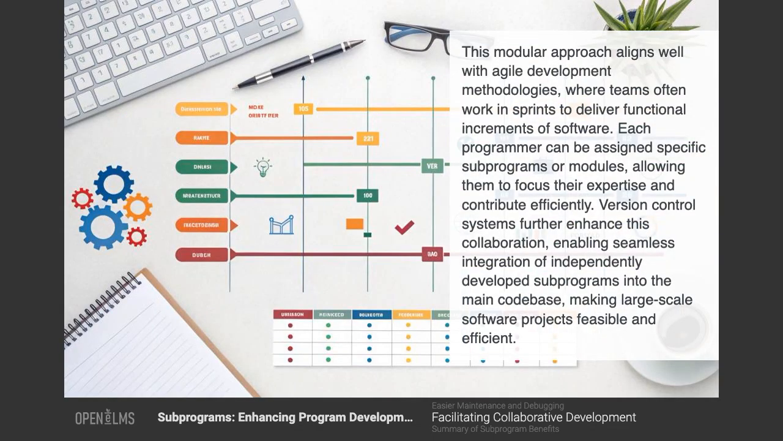This modular approach aligns well with agile development methodologies, where teams often work in sprints to deliver functional increments of software. Each programmer can be assigned specific subprograms or modules, allowing them to focus their expertise and contribute efficiently. Version control systems further enhance this collaboration, enabling seamless integration of independently developed subprograms into the main codebase, making large-scale software projects feasible and efficient.